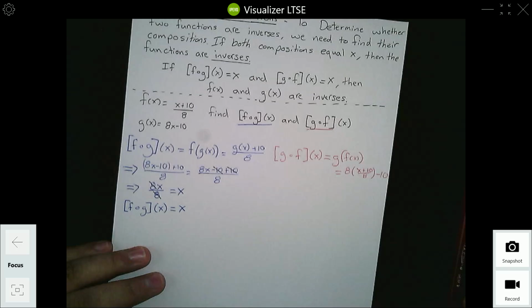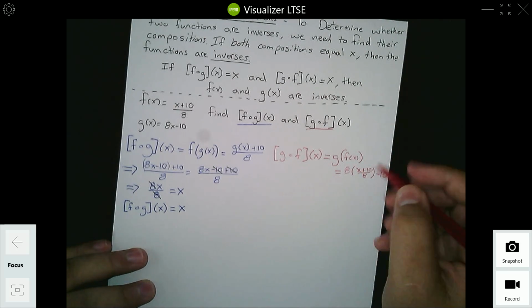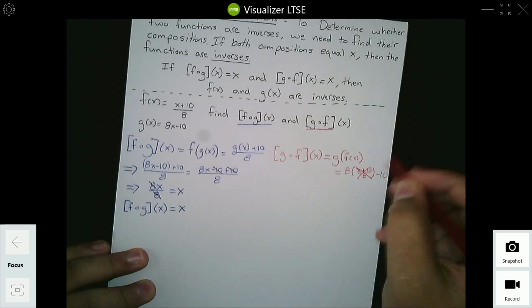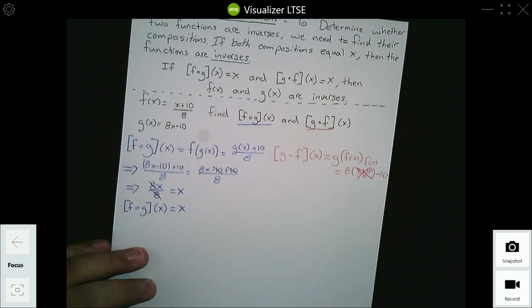And yeah, so I kind of already plugged it in. Let me rewrite this. So that's going to be f of x, 8 of f of x minus 10. How about that? That makes a little more sense.